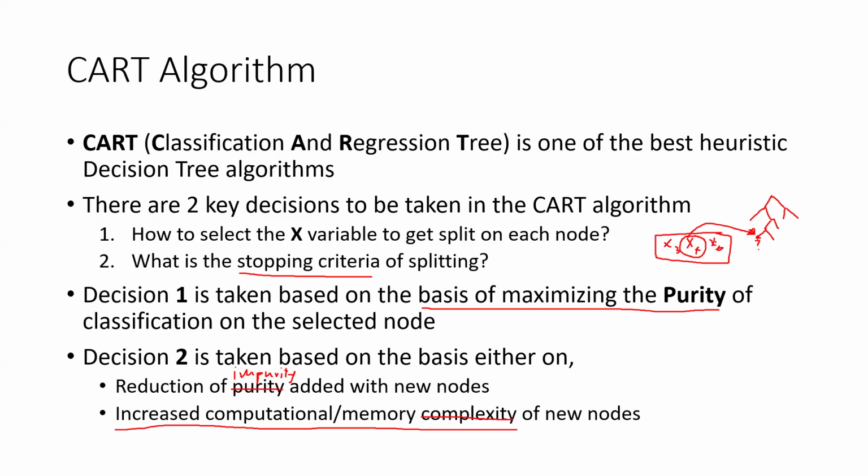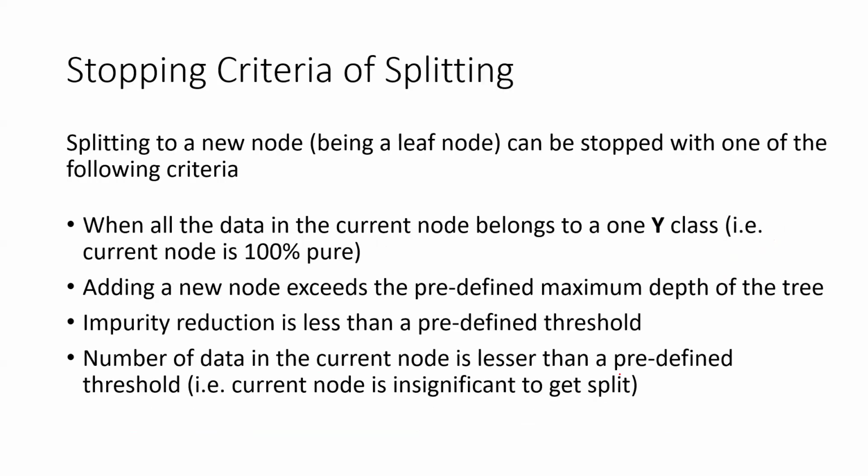Whether you are going to add new variables or whether you are going to stop adding new nodes. The first decision is based on which variable you are going to add. The second decision is based on whether you should split more when it comes to the decision tree. So first look at the stopping criteria of the splitting.